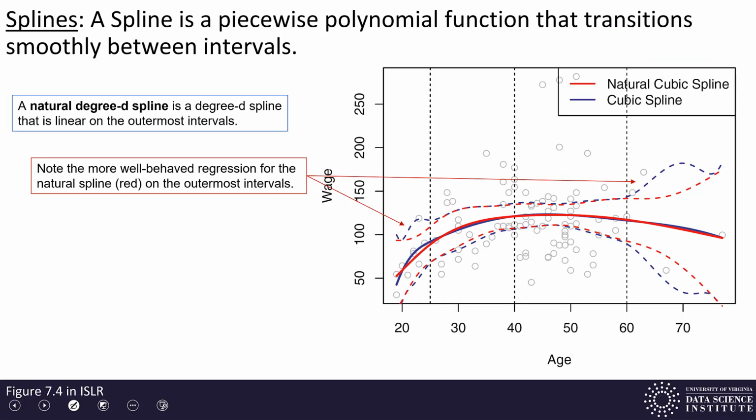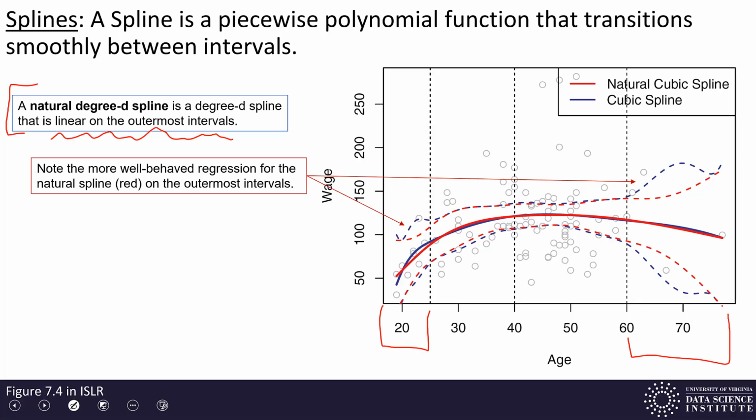There's one more improvement that we can make on the cubic spline, making it what's called a natural cubic spline, which will improve things a little bit. So looking at our definition here, a natural degree D spline is a degree D spline that is linear on the outermost intervals. So this is the key part, that it's going to be linear on the outermost intervals. Here's our outermost interval in this example. We have 3 knots. So one interval is around 20 and the other goes maybe 60 to 80.